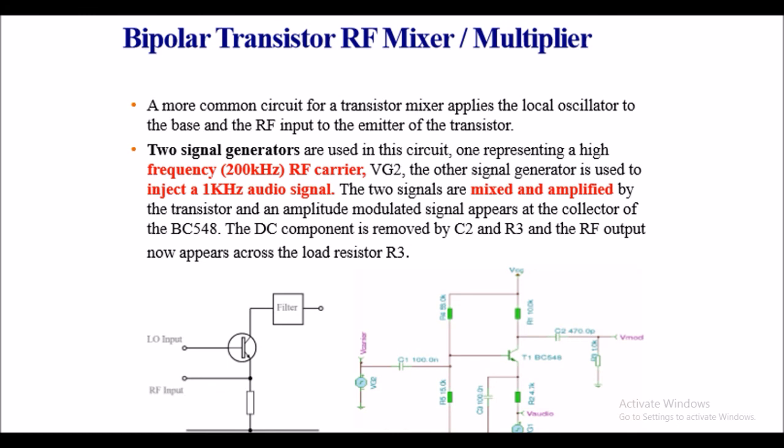The DC component is removed by C2, and the RF output now appears across the load resistor R3 here. So we have the diagram showing the input and the RF input, and we have the filter, and the electronic diagram on the right.